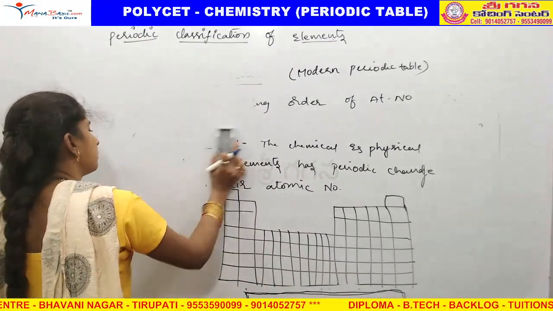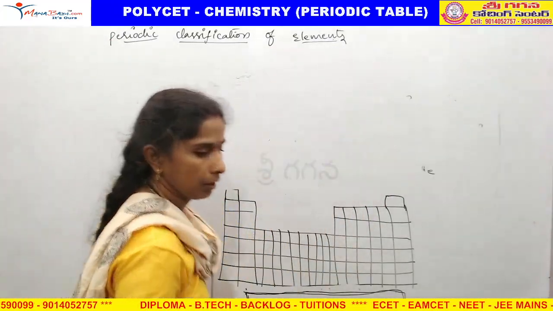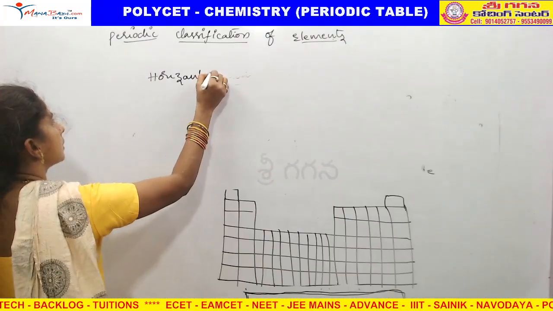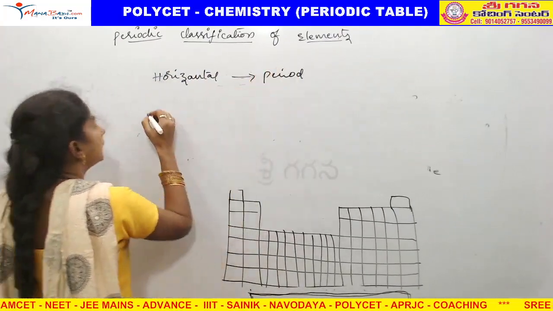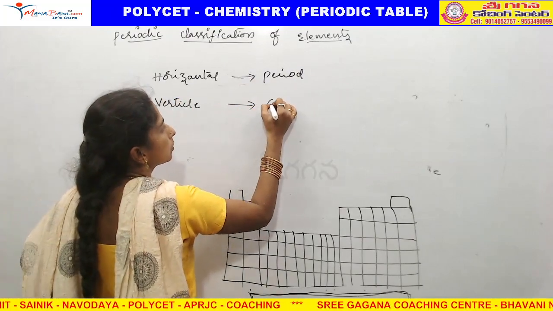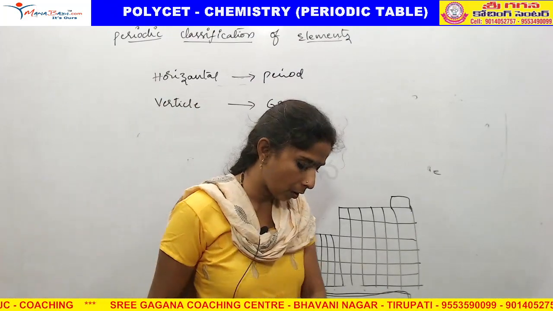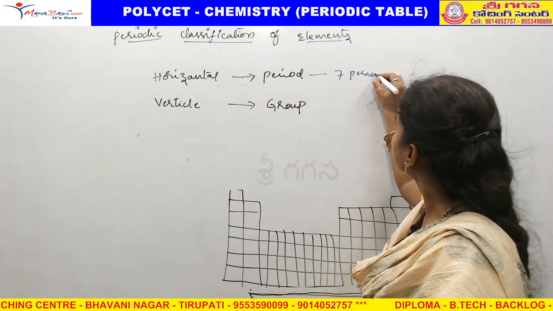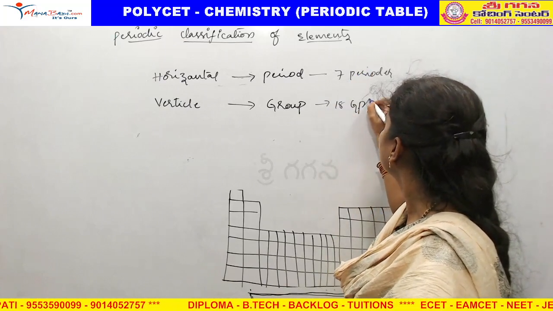Same as in Mendeleev's periodic table, horizontal lines we are calling periods. Very good. And vertical lines we are calling groups. Now in this periodic table, how many periods are there? How many groups are there? 7 periods and 18 groups.